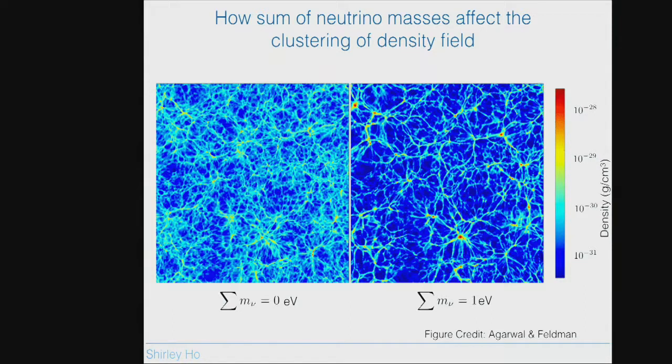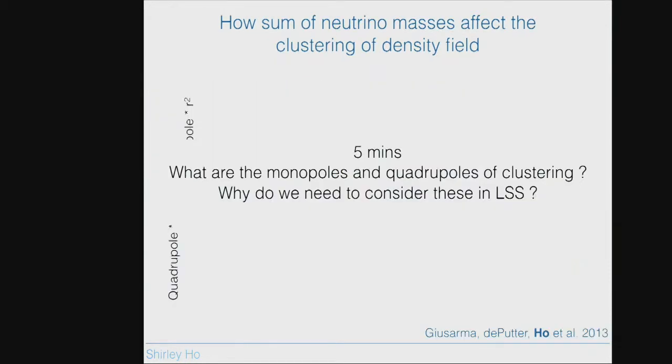Okay? So that's how I will look at it, and then we'll calculate the clustering of the density field. You might ask, what is clustering? Clustering is synonymous with the correlation function we just talked about. The correlation function, we said, has a top peak in the middle, and then it drops, and it has a little bump at some distance away, whatever that distance is. That is only the monopole. We'll also consider something called the quadrupole later on.